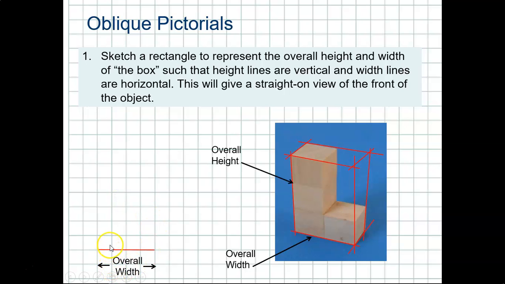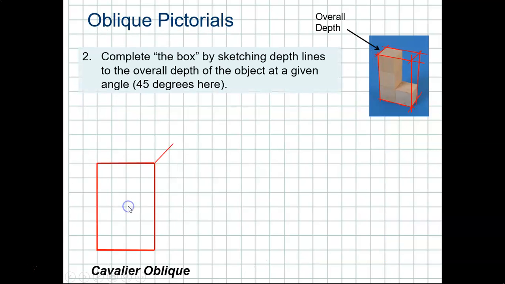So the overall width is, so it looks like it's 2 units, but they're going to say each one of these boxes is 2. So that'll be 4 as your width. Your overall height will be 6 boxes. And then your depth would be 2.